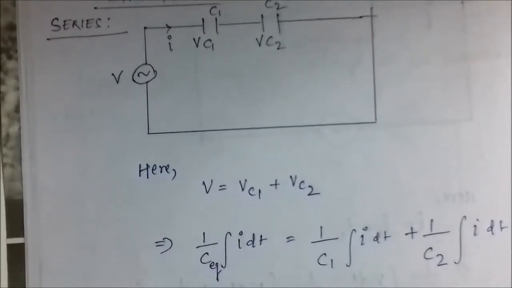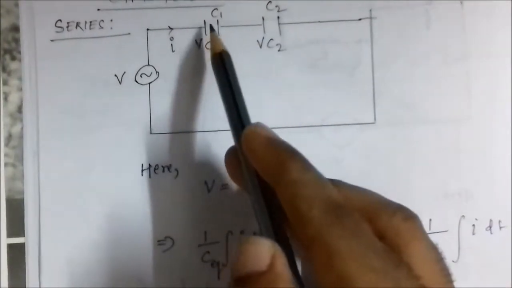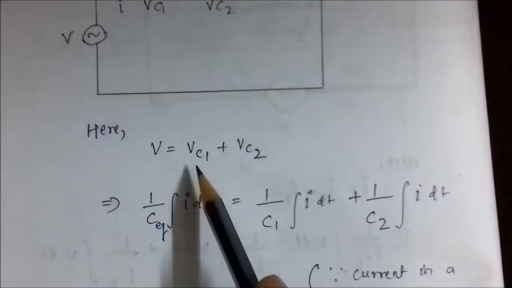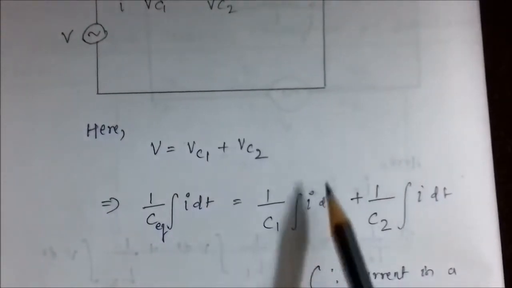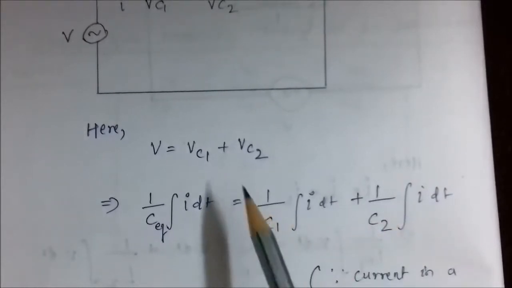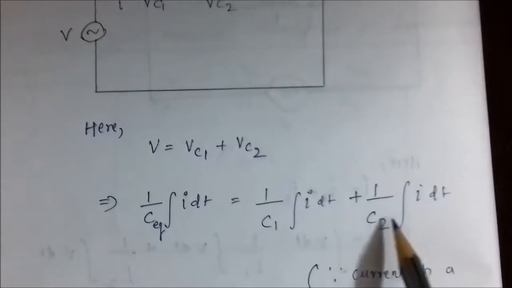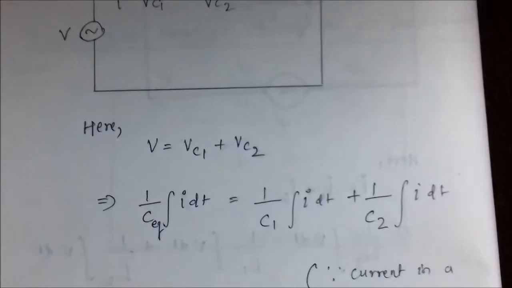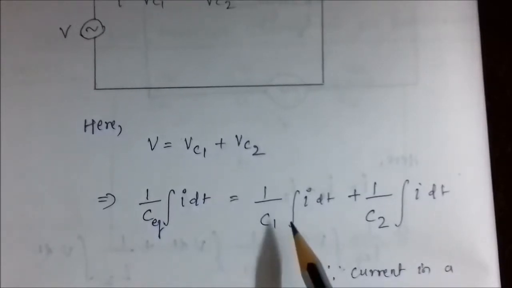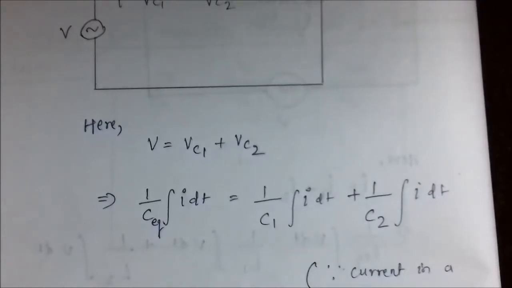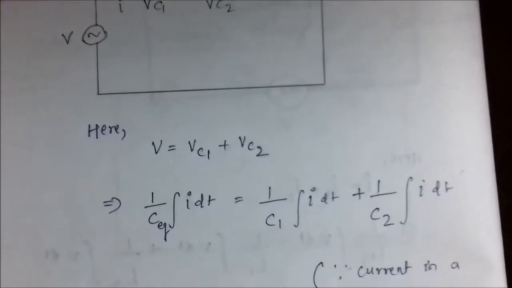Now let C equivalent be the net equivalent capacitance of this series combination of capacitors, and I be the circuit current, as it remains the same throughout all the circuit elements, so that is capacitor 1 and capacitor 2. Now Vc1 can be substituted by 1 by C1 integration of I over interval dt, and Vc2 can be substituted by 1 by C2 integration of I over an interval dt. This is the expression for voltage developed across the capacitor terminals, 1 by C integration of I dt.